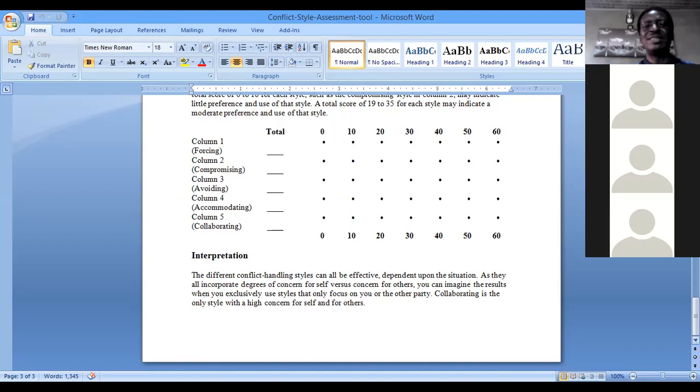So let us see what this means. What does forcing style mean? What does compromising style mean? What does avoiding style mean? What does accommodating style mean? What does collaborating style also mean? Okay, so I'm going to share this. You can see for yourself at the end of the day where you belong, where you fall, where you have your most preferred style.